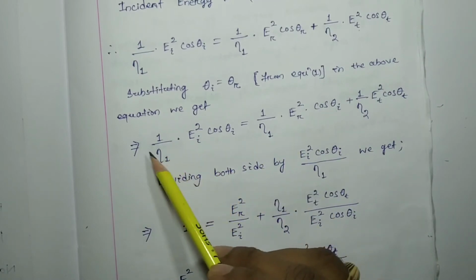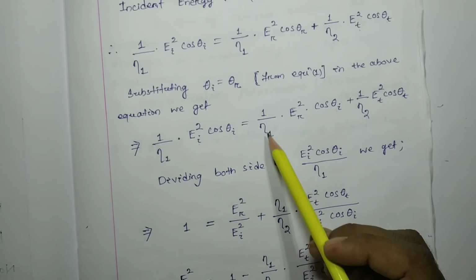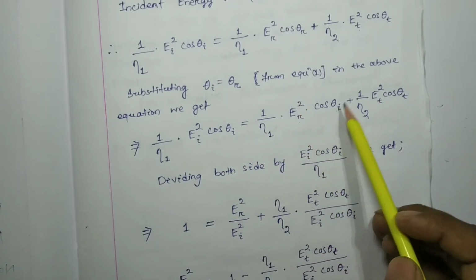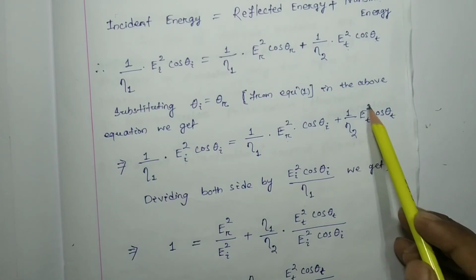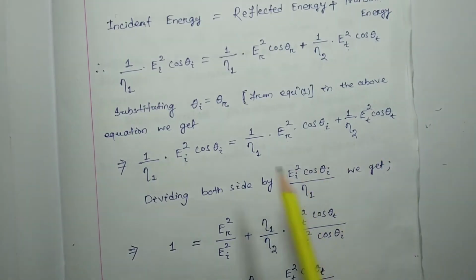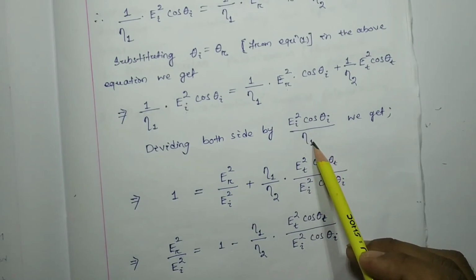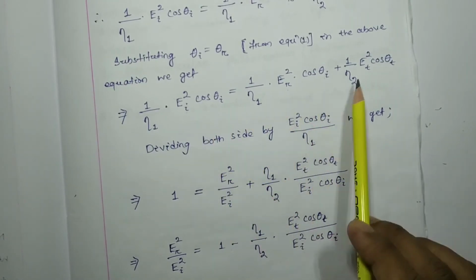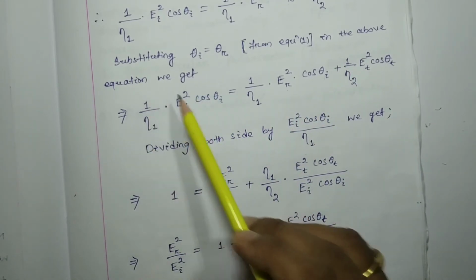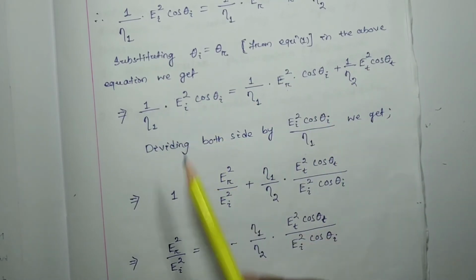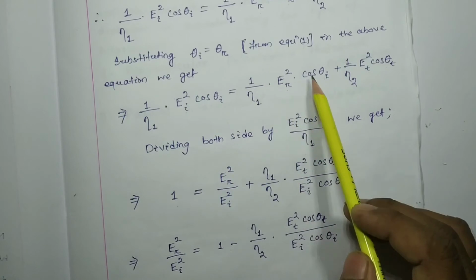Instead of θr, if we use θi over here, then the above equation is modified to (1/η1)Ei² cos θi = (1/η1)Er² cos θi, because θr equals θi, plus (1/η2)Et² cos θt. Now we are going to divide both sides, with all the terms, by Ei² cos θi over η1. Then this term divided by this will be 1 obviously.